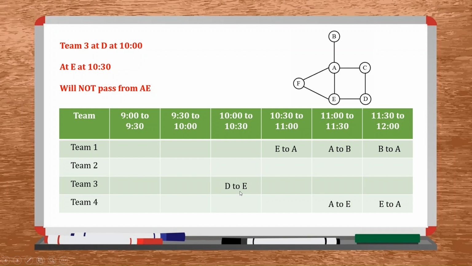So let's put that value here. Next, we have team 2. So team 2 is at E at 10. Now, it can travel to A, D, or F.